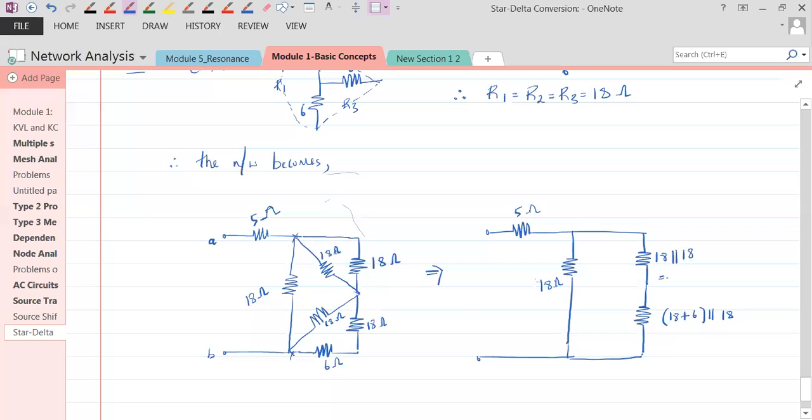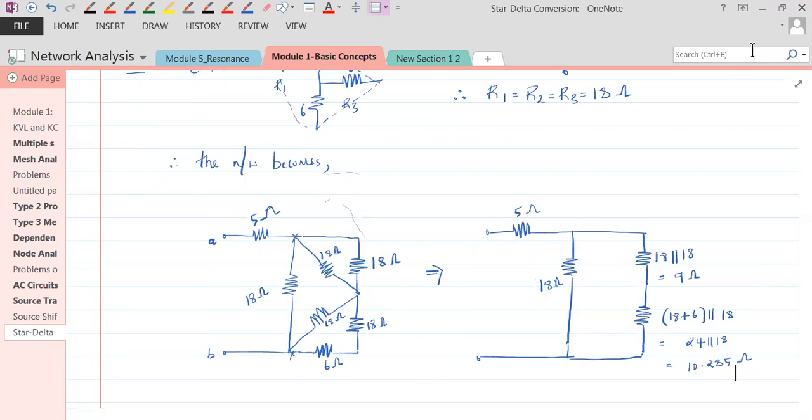18 parallel 18 is 9 ohms. And you can do this. This is 24 parallel 18, what would 18 parallel 24 give? 10.285. You can do it later. 10.285. So this is how the things look like.